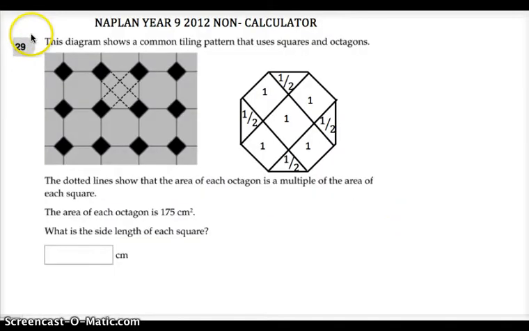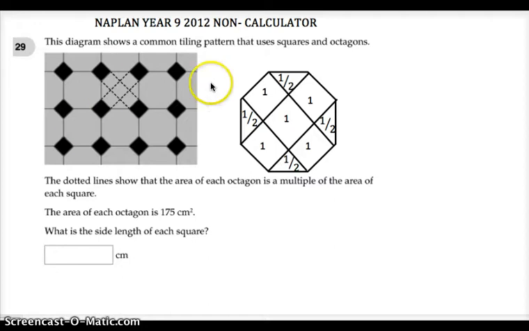Okay, this is the 2012 non-calculator paper, question 29. The question says, this diagram shows a common tiling pattern that uses squares and octagons. The dotted lines show the area of each octagon. Show that the area of each octagon is a multiple of the area of each square. The area of each octagon is 175 centimeters squared. What is the side length of each square? You may pause the video and attempt the question.